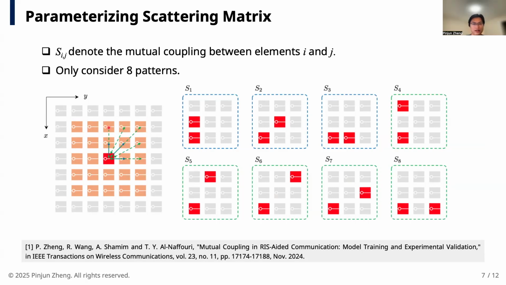Besides this, the second assumption we make here is that we don't consider mutual coupling between elements that are too far away from each other. As shown here, for any RIS element, we only consider its mutual coupling with its neighbors and its neighbors' neighbors. By doing so, there are only 8 patterns of mutual coupling that need to be estimated. Actually, there are 9 parameters if we include the self-coupling parameter as well. So we have an additional S0 that denotes self-coupling.